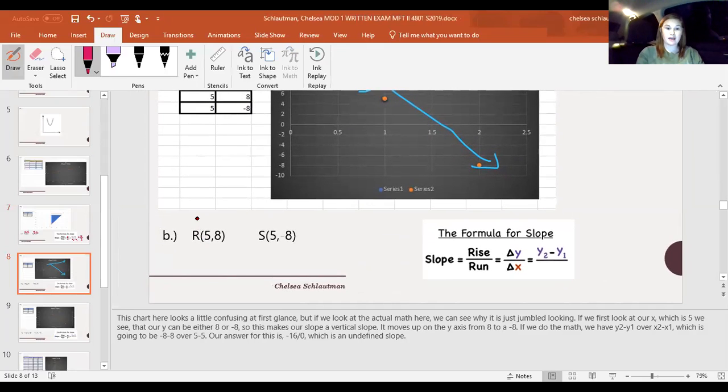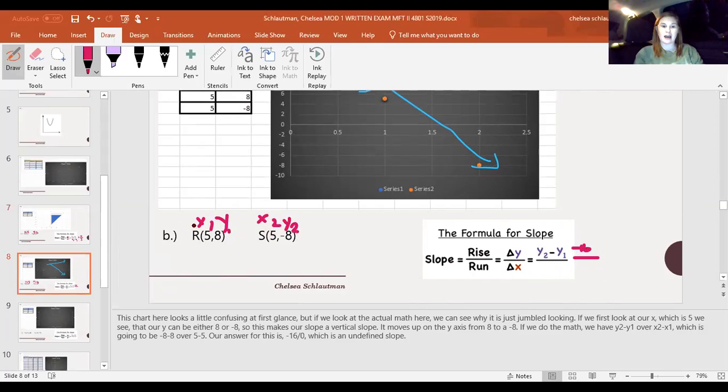The math, we have the x1, y1, and we have x2, and we have y2. Okay, so we're going to do the same thing here. We're going to do the change in y over the change in x. We take y2 minus y1, which is negative 8 minus 8, which is going to give us a negative 16. There we go. And then the change in x is x2 minus x1.